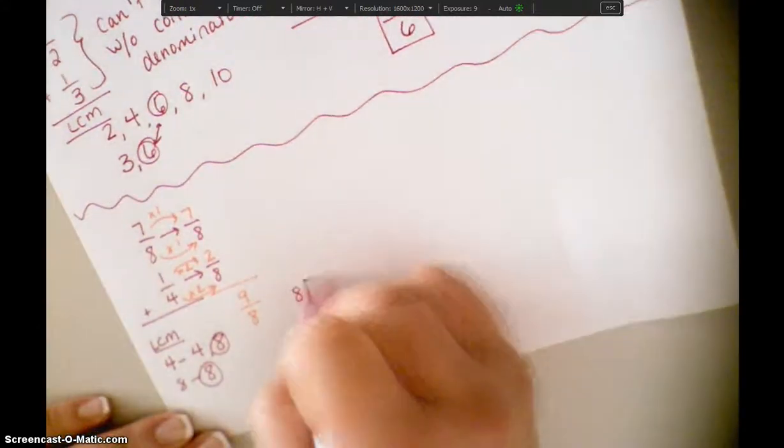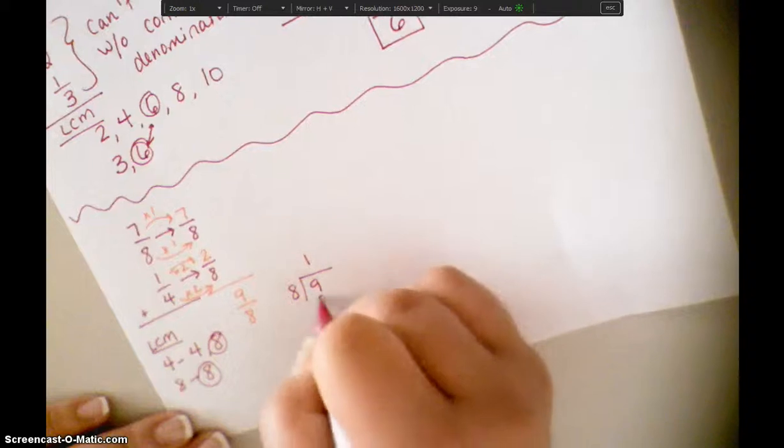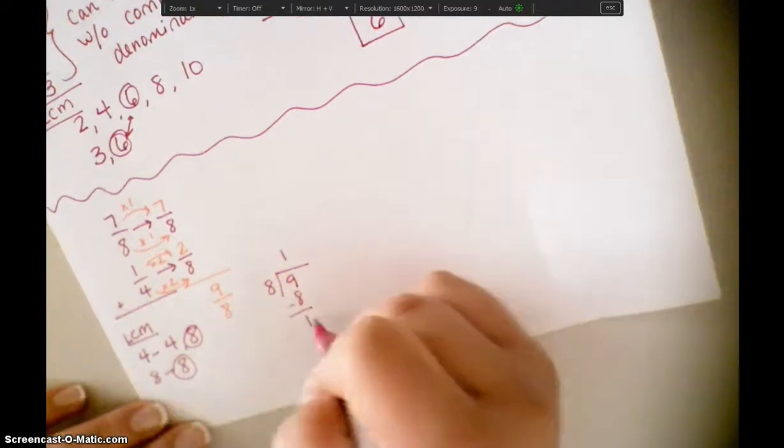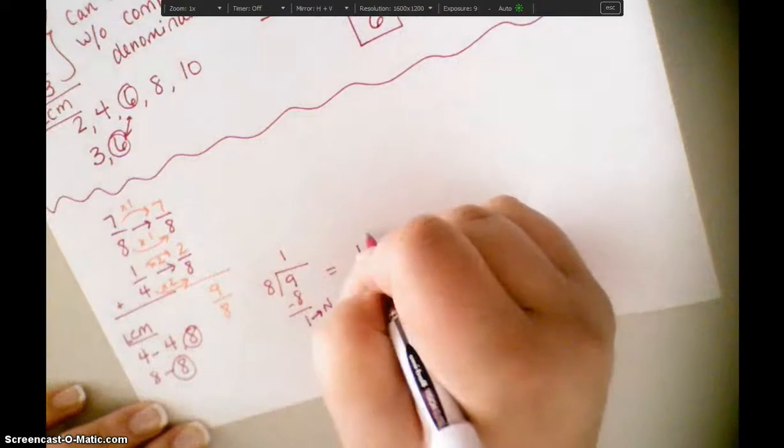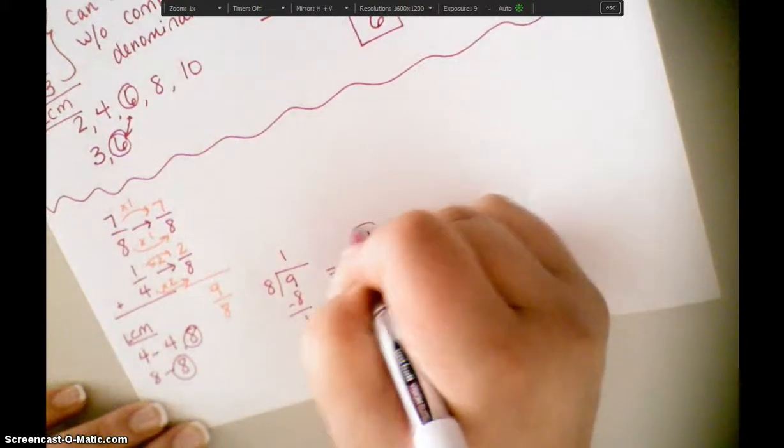Again, because that numerator is bigger than the denominator, I have to simplify it. 8 goes into 9 one time. I have a remainder of 1. This becomes my numerator. My denominator stays the same, so my final answer would be 1 and 1/8.